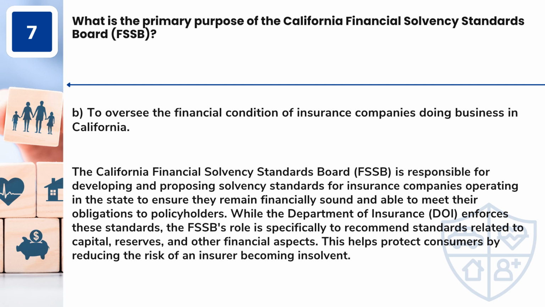While the Department of Insurance, DOI, enforces these standards, the FSSB's role is specifically to recommend standards related to capital, reserves, and other financial aspects. This helps protect consumers by reducing the risk of an insurer becoming insolvent.